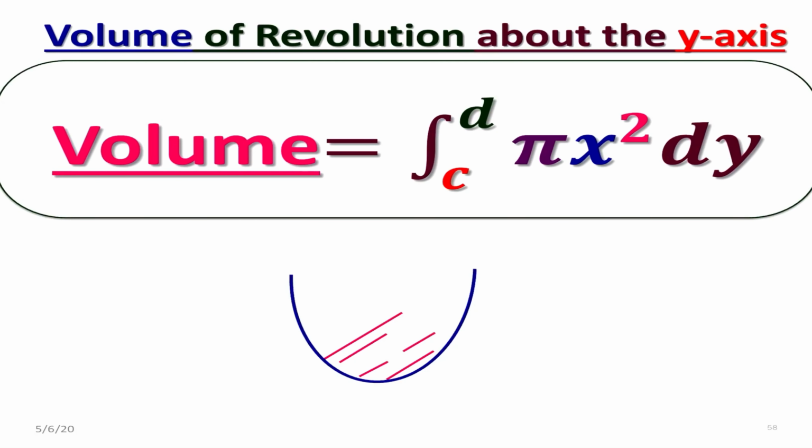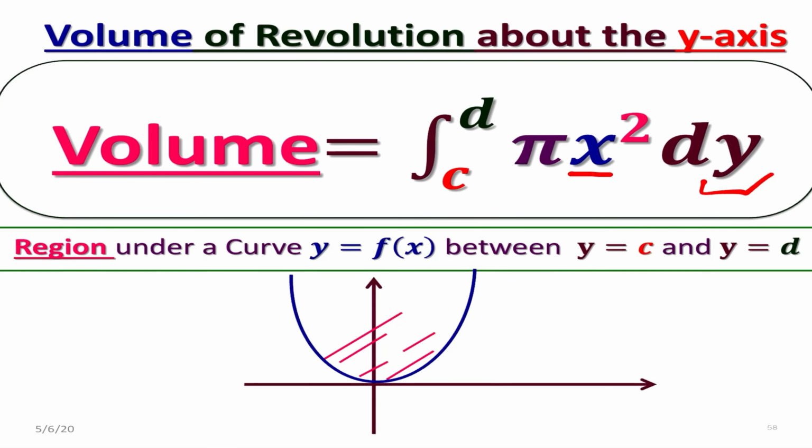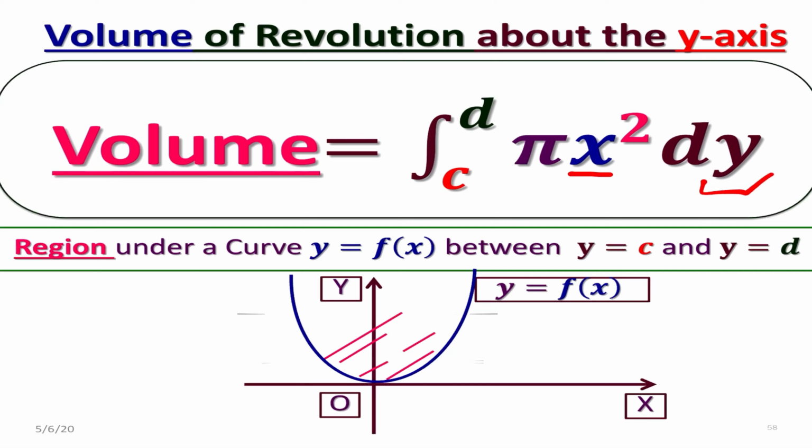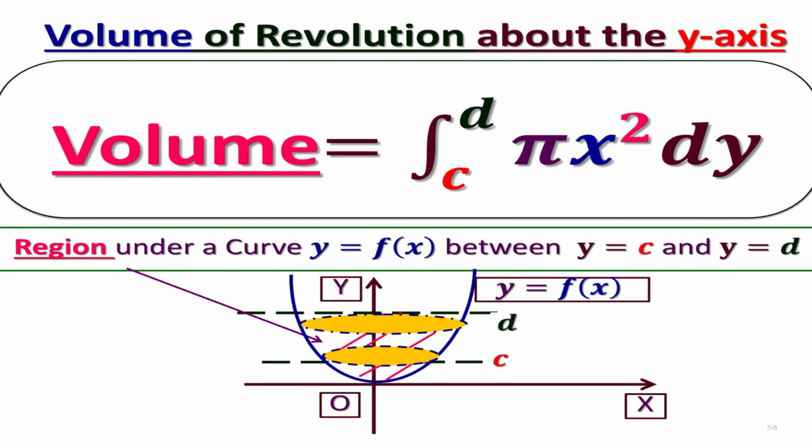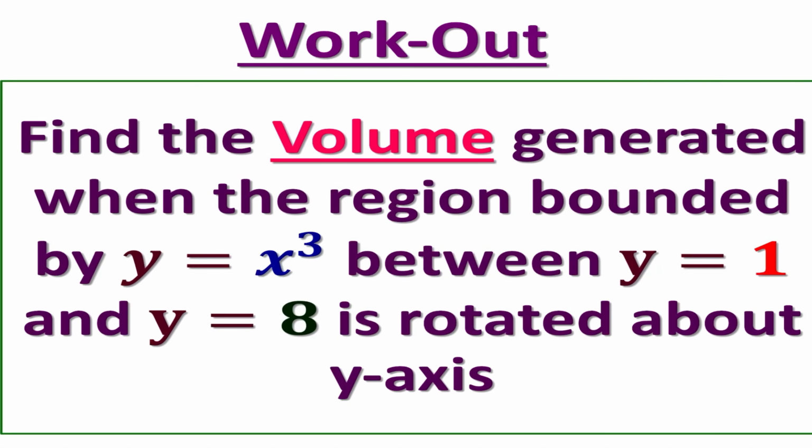Now let's take up the second case, when your curve is revolved about the y-axis. So likewise, this volume can be found by evaluating the definite integral from c to d of pi x squared dy. Now let's work out, say, we need to find the volume generated when the region bounded by y equals x cubed between 1 and y equals 8 is rotated about the y-axis.